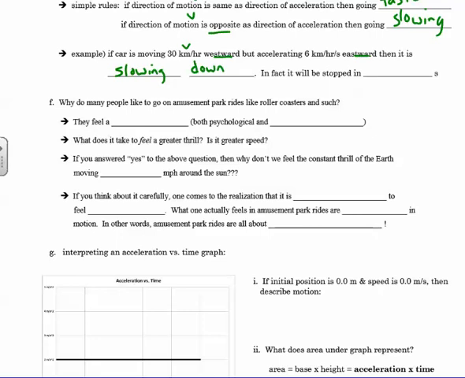So to say that we're accelerating 6 kilometers per hour per second eastward tells us nothing unless we know something about our initial motion, which was westward. In fact, if you did a little algebra, we could figure out that it would be stopped in exactly 5 seconds, right? 5 seconds times 6 kilometers per hour per second gives you 30 kilometers per hour. But that's something we'll worry about later.